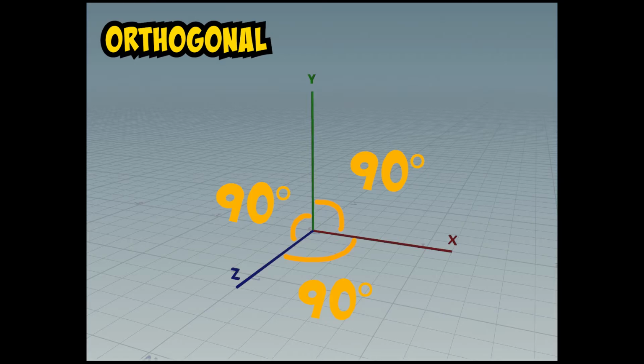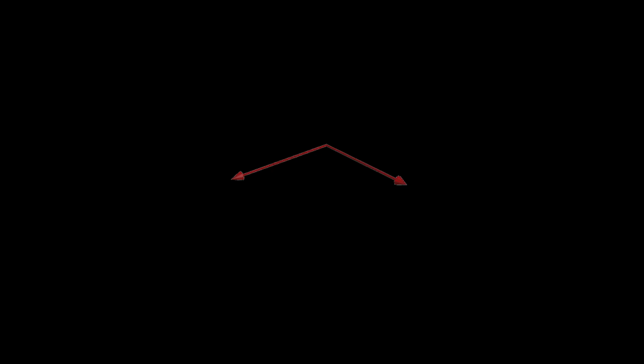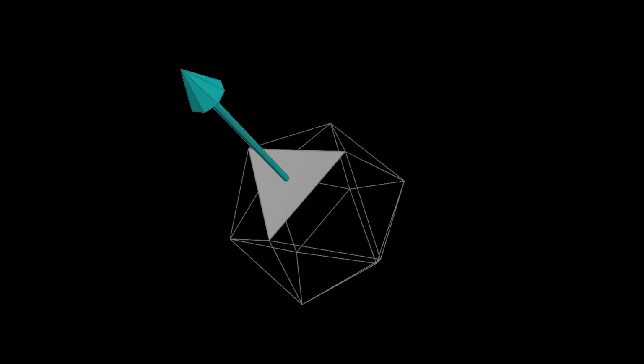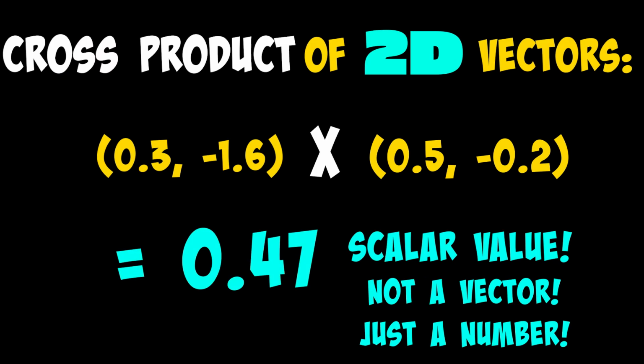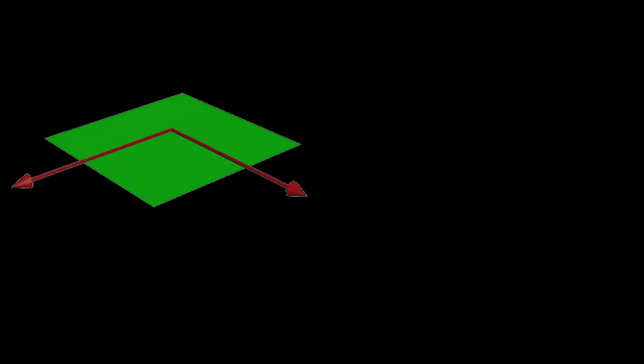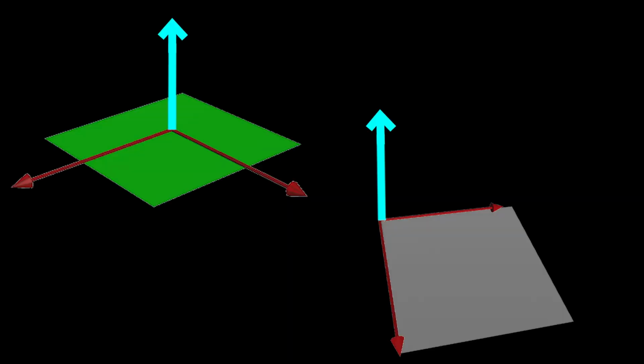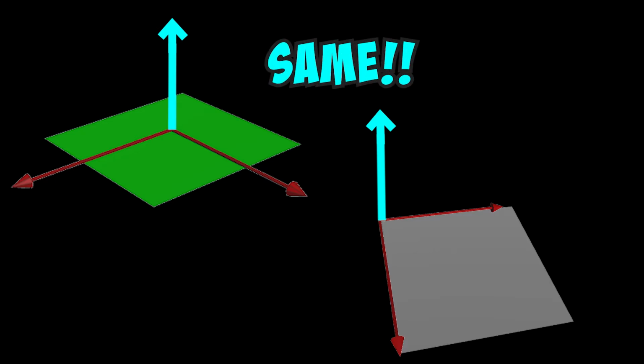Up until this point, I've only talked about 3D vectors because Houdini is a 3D application. If we take the cross product of 2D vectors, we end up with a scalar value. Probably because 2D vectors are all flat on the same surface. So the perpendicular vector of the same flat surface is probably not as interesting as 3D vectors.